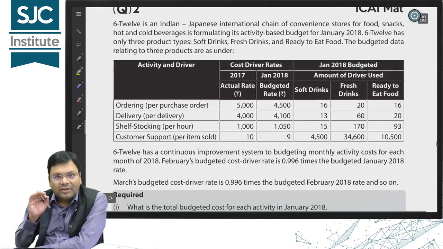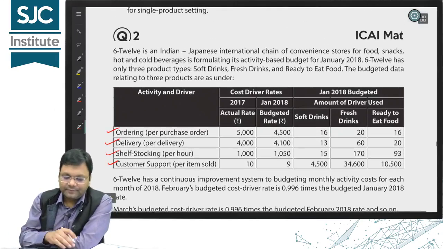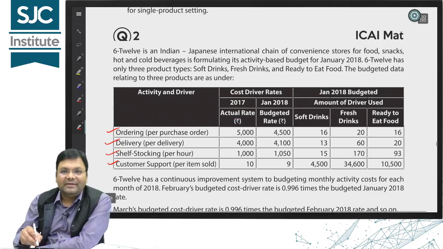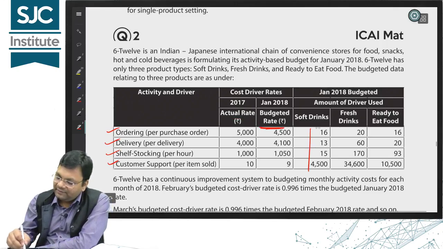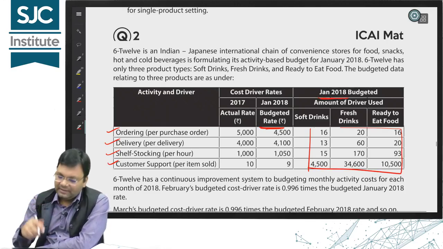Just check with a glance. Here you see there are 4 activities, 1, 2, 3, 4. Actual rate is given for 2017 and budgeted rate is given for 2018, and then there are volume of drivers which are given for January 18. So there is no product costing going on here, it's just activities, and there are 3 products in this.